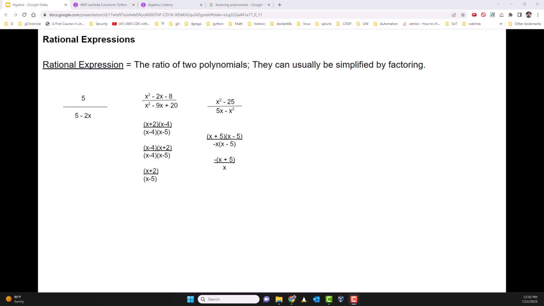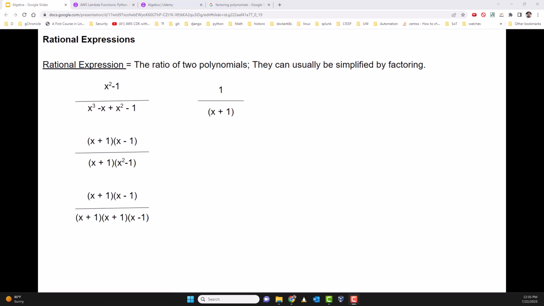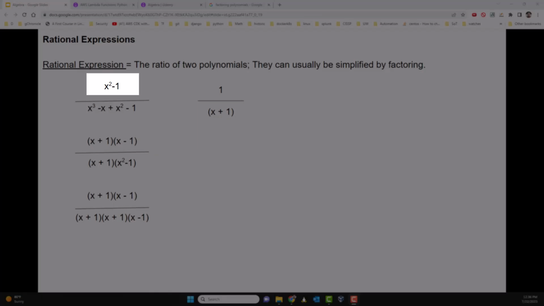The problems here have been mostly centered around quadratic expressions, but you can factor and simplify lots of rational expressions. This one's a little more complicated to see the pattern in, but with some practice you can get used to it. Later we're going to go over some methods for simplifying these that are more straightforward. But let's take a look at this problem for now. In the numerator we have x squared minus 1. In the denominator we have x cubed minus x plus x squared minus 1.